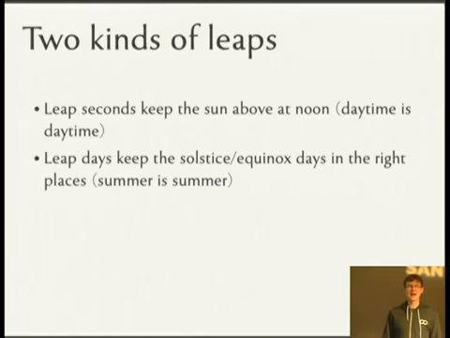So we've talked about two different kinds of leaps. There are leap seconds and leap days. Leap seconds are the ones that keep the sun overhead at noon. And leap days are the ones that keep the seasons, the equinoxes and the solstices, in the right places. And both of these are for humans because we live on the Earth, we have circadian rhythms, we like to see the sun during the day and see the dark during the night. And it's just an unstable world, so we have to deal with it in some way.